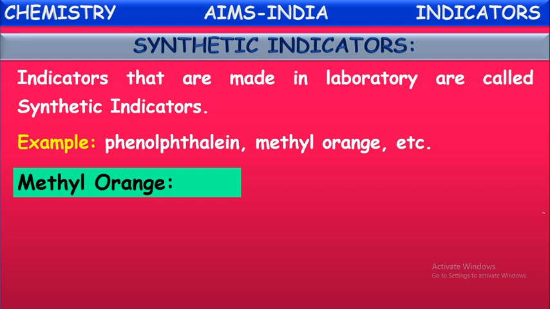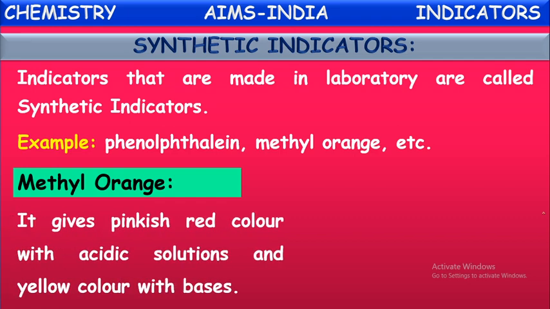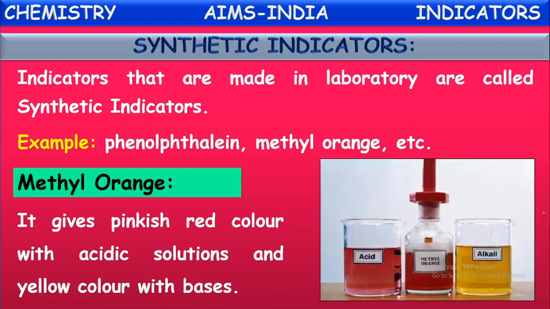How does this methyl orange change its color? It gives a pinkish red, dark pink or red color with acidic solutions and a yellow color with bases. As its name tells us, it is in the light orange color. When a few drops of methyl orange are added to an acid, the color of the acid turns dark pink or red. When you add methyl orange to a base, the color changes to yellow. In this way, methyl orange can be used to detect acids and bases.